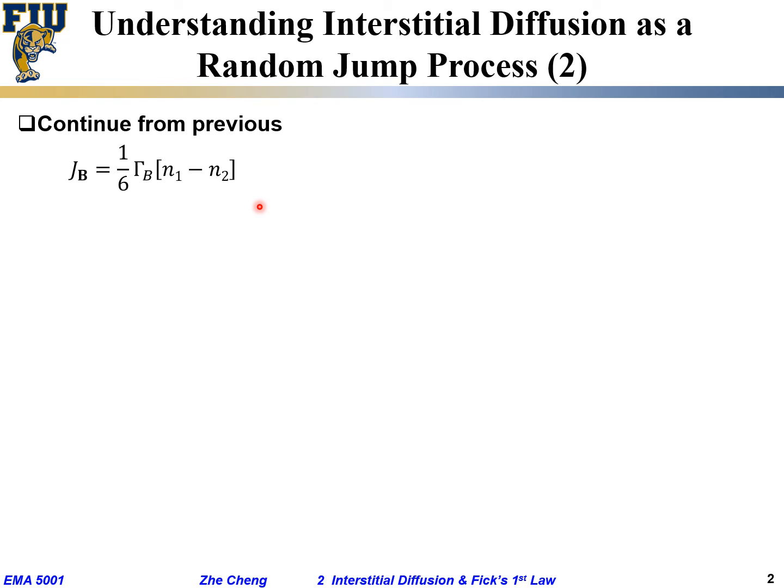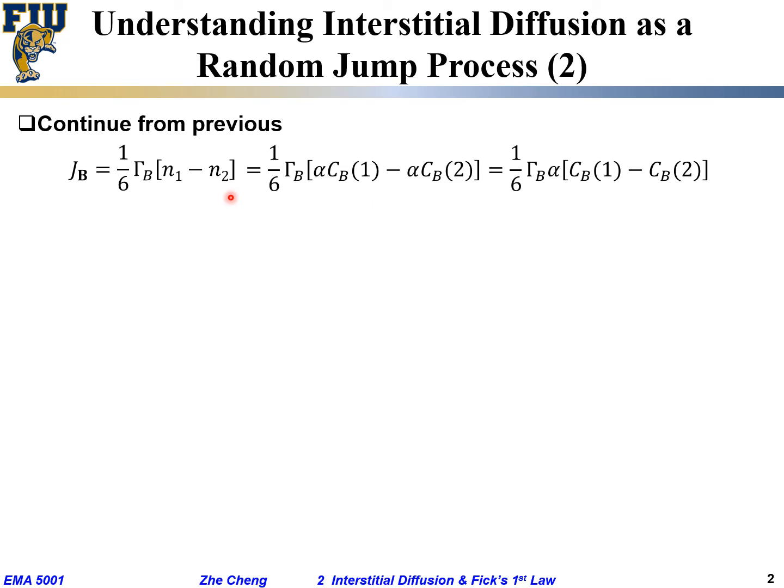Now this is what we have. From the previous slide, the net flux along my positive x direction from location 1 to 2 would be the forward flux minus the backward flux, right? That's what we got. The 1/6 represents the probability, gamma represents the frequency of successful jumps, and N1 and N2 are the so-called area number densities. And then from before, we relate the area density to the volume concentration, right? That's what we got at the end of the slide.